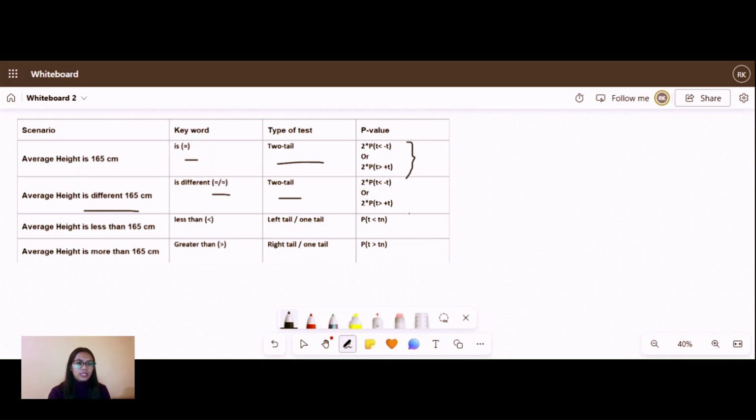And the average height is less than 165, so the sign will be less than, and the test type is left tail, which is also called one tail. The p-value is probability t less than tn. Same, the average height is more than 165, and more than or greater than is the keyword, the test is a right tail test, and it will be probability t greater than tn. The sign is very important. You have to focus on the sign in the alternative hypothesis to get the p-value.